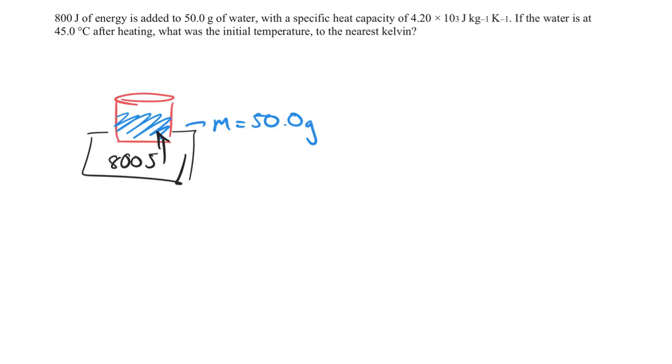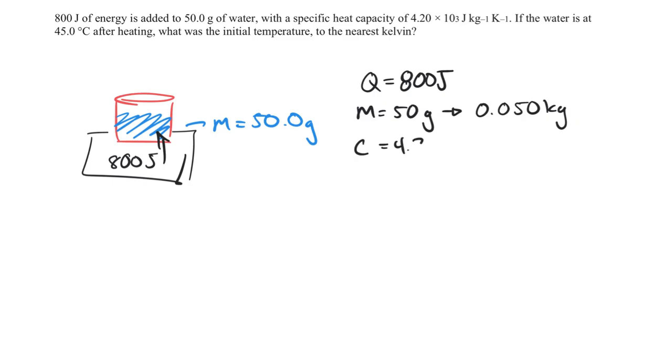So what do we know? We know that the energy for the heat that is added is 800 joules. We know the mass is going to be 50 grams, which I need to convert into kilograms. I know my specific heat capacity is 4.20 times 10 to the third joules per kilogram per Kelvin.